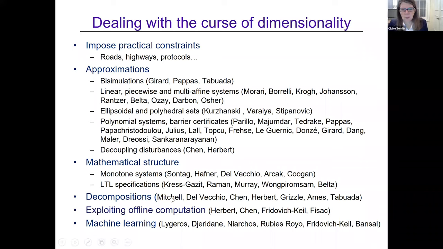I'm going to say a few words now about a few of these. There is some more recent work that I wanted to share. How might we exploit offline computation? Even though it takes a long time, do some of these computations offline and then use them in real time. And segueing into our learning component, how might we use machine learning to compute these states and sets? I'll say a few words about that before we move on.